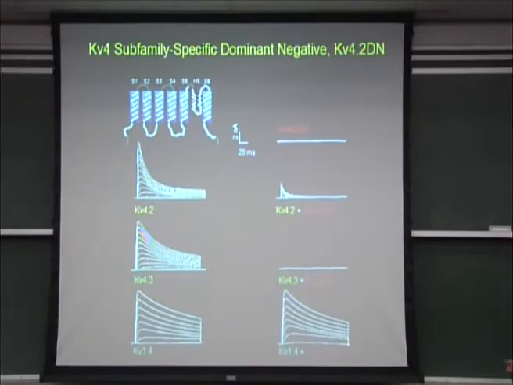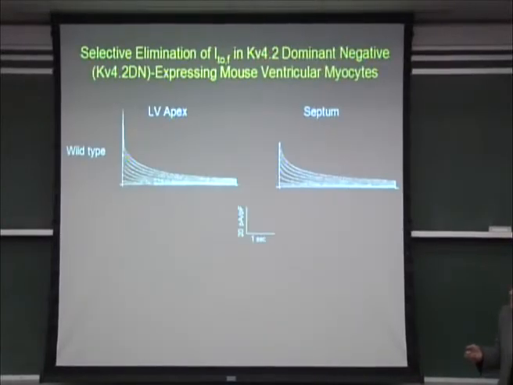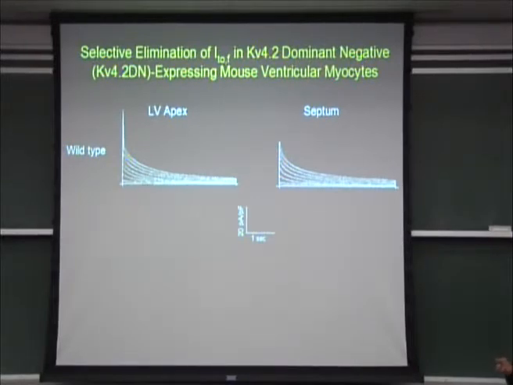And we wanted to be able to say that the currents that are affected by expression of the dominant negative reflect the channels that are encoded by genes of that subfamily. So what we did was we took this mutant, we put an epitope tag on it so we'd be able to identify it in the transgenic mice, and then we put a cardiac-specific promoter in front of it and generated mice expressing this construct.